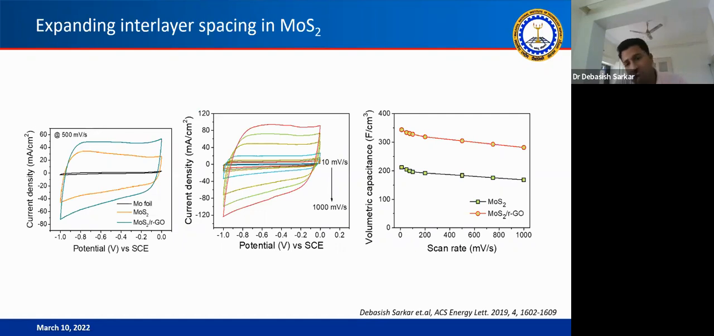And then after the CV, we measured the rate performance for this MoS2 RGO hybrid material. The rate performance is really good. It shows a volumetric capacitance of around 350 farad per cm³, and very good rate performance, which is much better than pristine MoS2.